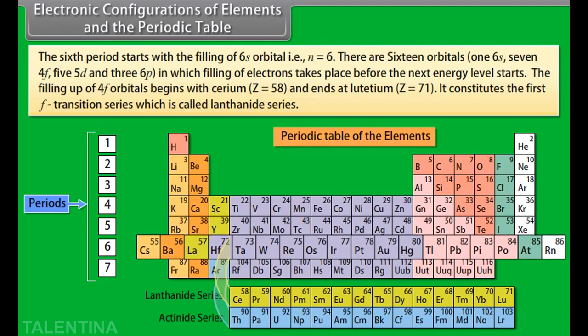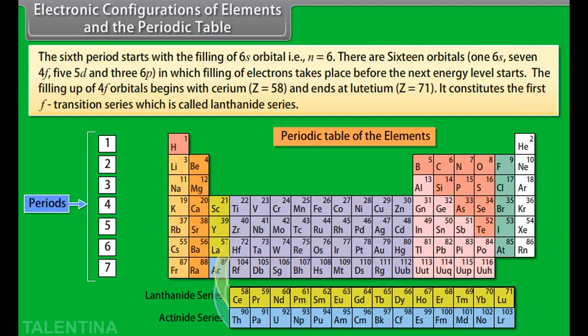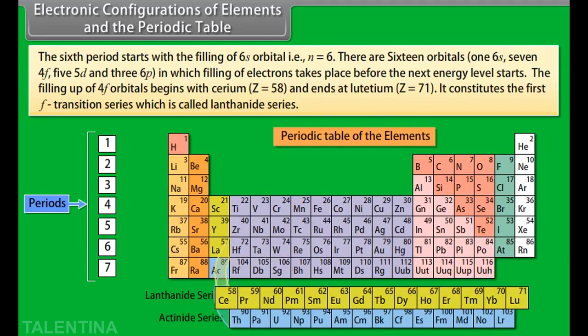The sixth period starts with the filling of 6s orbital, that is, n is equal to 6. There are 16 orbitals, 1 6s, 7 4f, 5 5d and 3 6p, in which filling of electrons takes place before the next energy level starts. The filling up of 4f orbitals begins with cerium, atomic number is equal to 58, and ends at lutetium, atomic number is equal to 71. It constitutes the first f transition series, which is called lanthanide series.